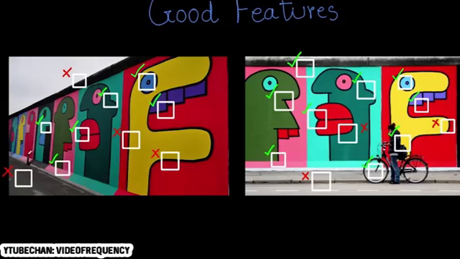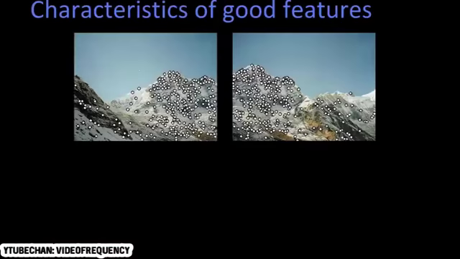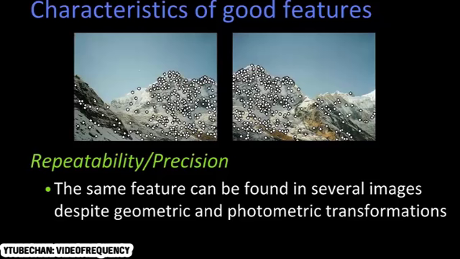So, what makes certain image regions good for feature matching and not others? Think about any common properties you can see. How would you define these mathematically? What makes a good feature? So here I have a picture just as an example. The first thing is, it's called repeatability or precision. The same feature should be found in several or multiple images of the same scene.